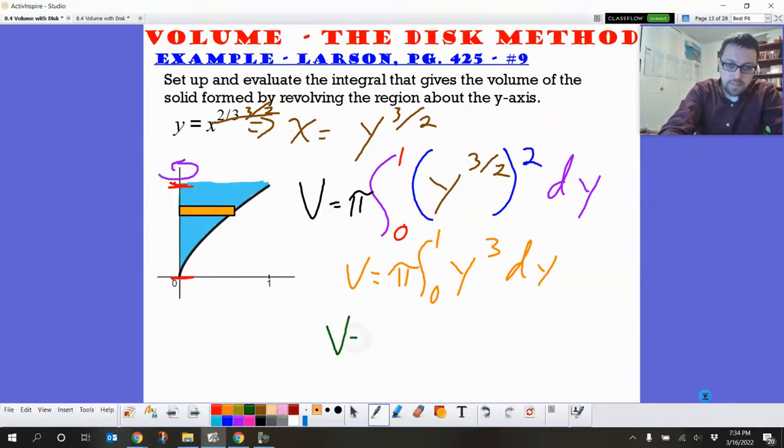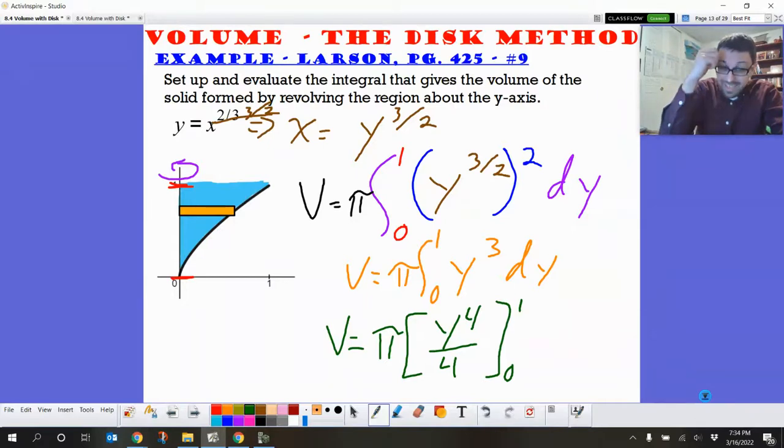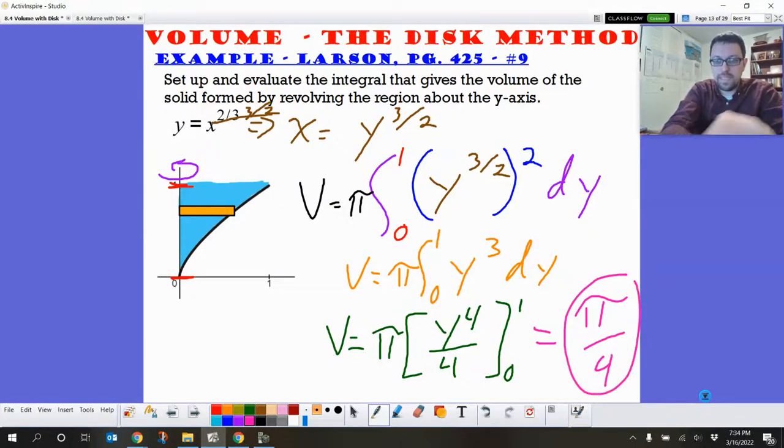So V equals pi times y to the 4th over 4 from 0 to 1. So that is just going to be a quarter of pi. A quarter pi. Delicious.